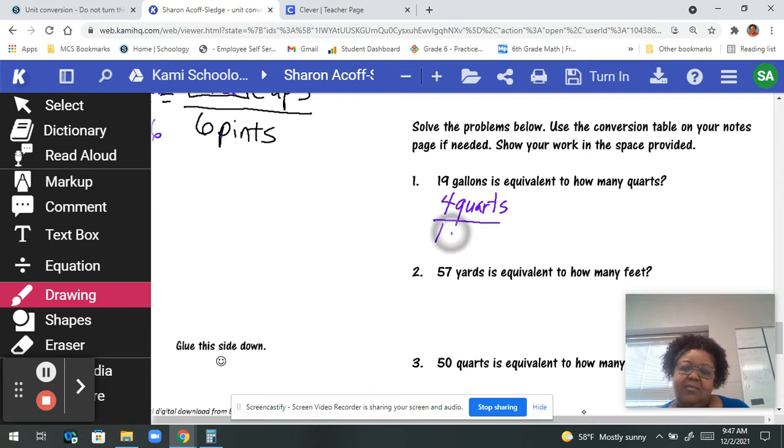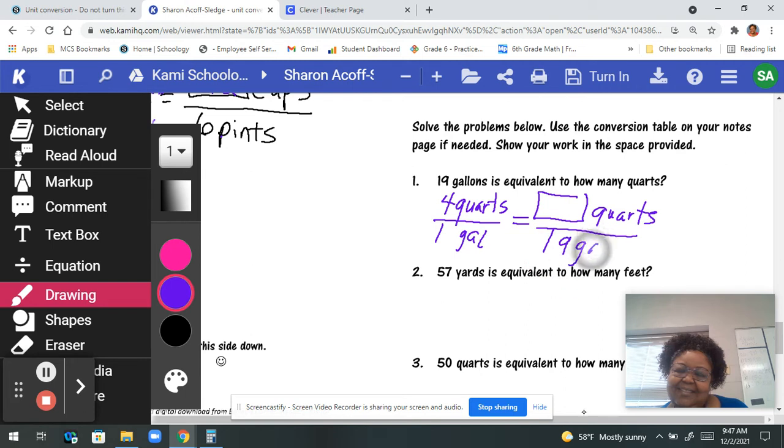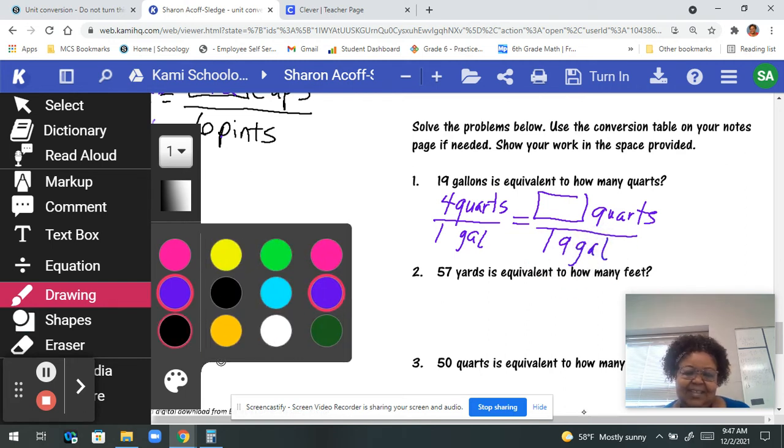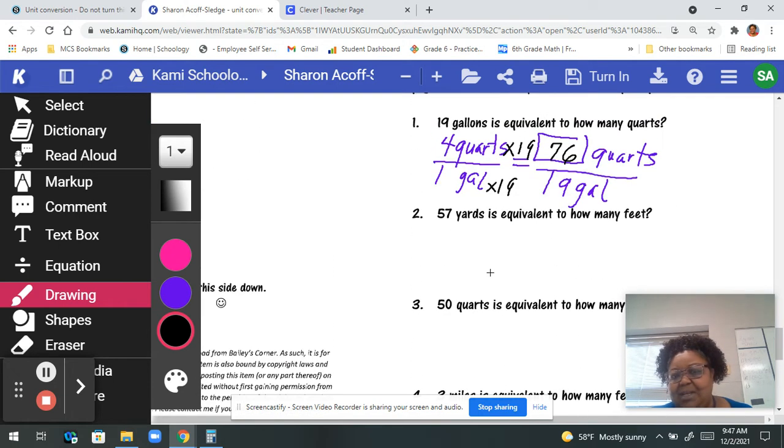4 quarts is 1 gallon. I'm going to abbreviate gallons. So how many quarts is 19 gallons? That's my box. So 1 times 19 gives me 19. So I'm going to have to multiply 4 times 19 to fill in here. So 4 times 19 is 76. Did you get 76? Yay! So that's your answer.